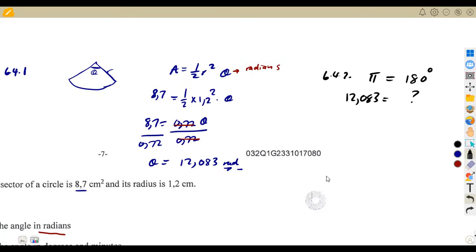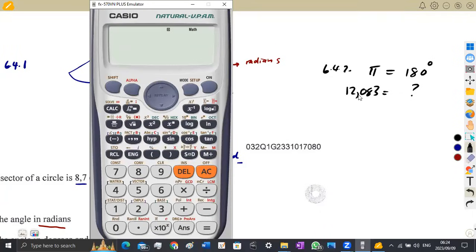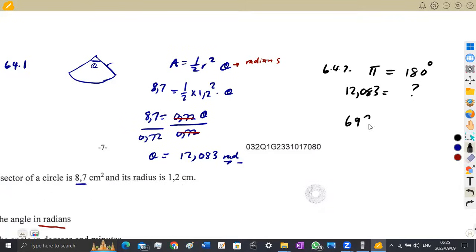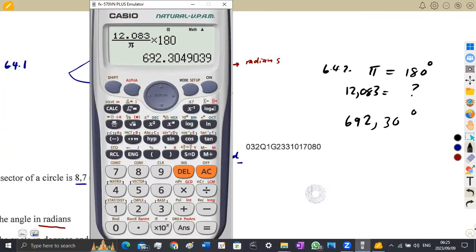As we have got 12,083 radians, what are we going to obtain in degrees? You can simply use the calculator. That will be 12.083 over pi, times 180 degrees. This gives us 692, something, which is actually above what we are expecting. 692,30 something degrees, which is above 360.